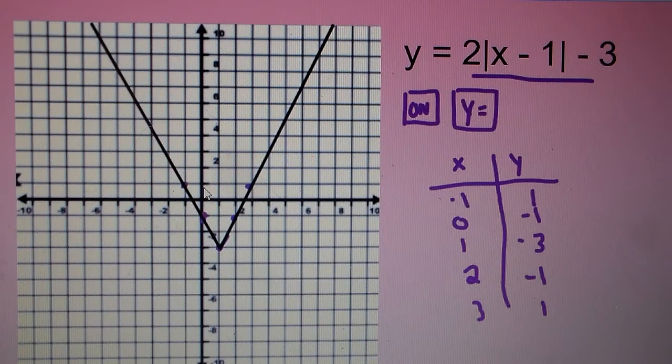And there we have it. There's the absolute value equation here. So we have y equals 2 absolute value of x minus 1, close absolute value, minus 3. And that's our answer. That's what it looks like graphed.